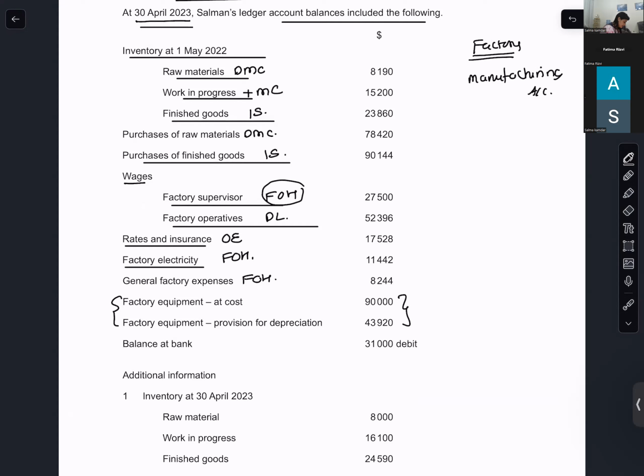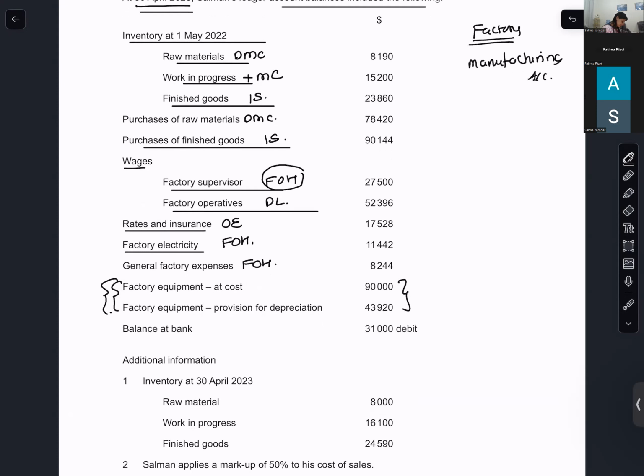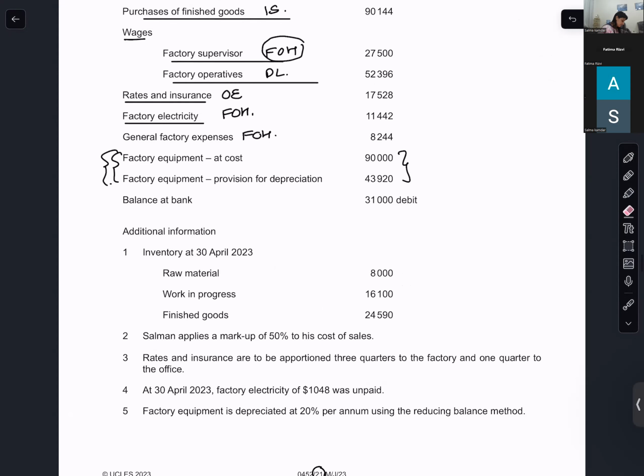Do we record this anywhere? Factory overheads. What of this? We first have to calculate depreciation, and they will give us information about depreciation. Balance at bank is SOFP. It will not come in the manufacturing account or income statement. One person, one thing.